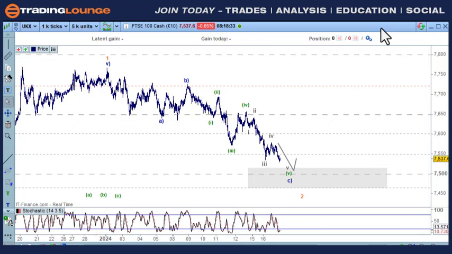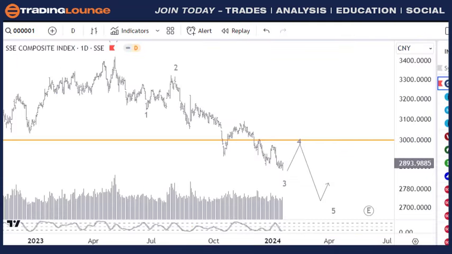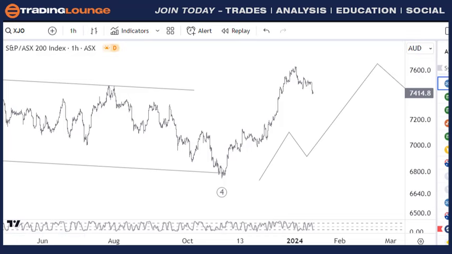So that's the UK, and then we come over to the Aussie here. And just while we're here, I'll go to the cash market for a moment. This is just a little bit cleaner. This is the XJO. The other one I'm looking at is a CFD product, because you can't trade the XJO.